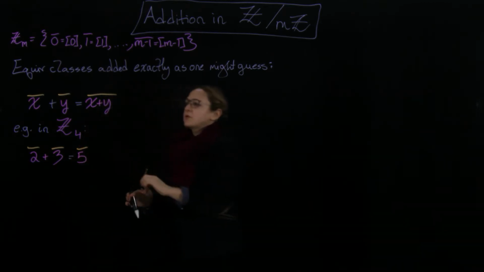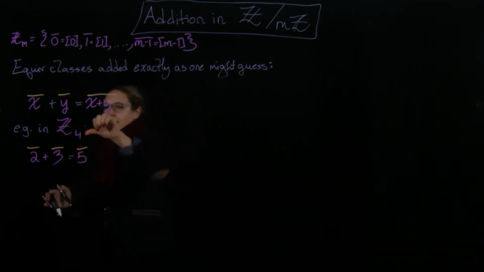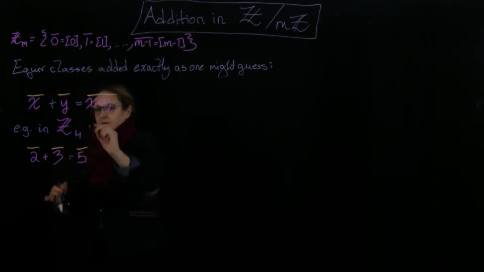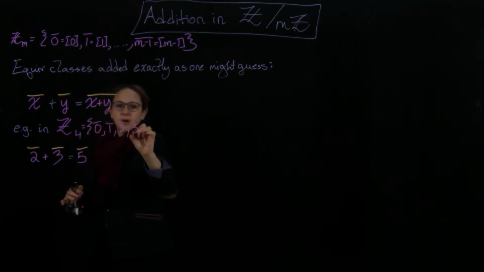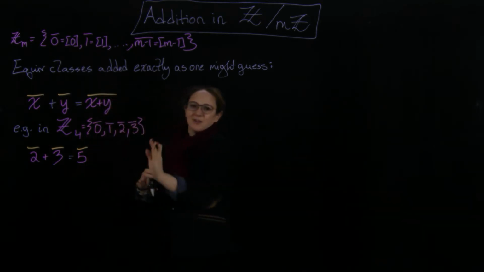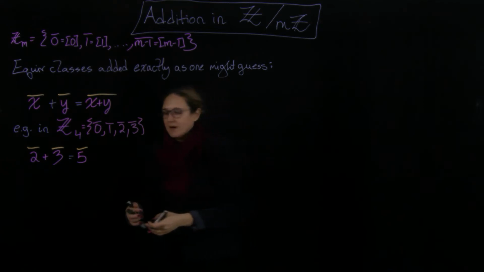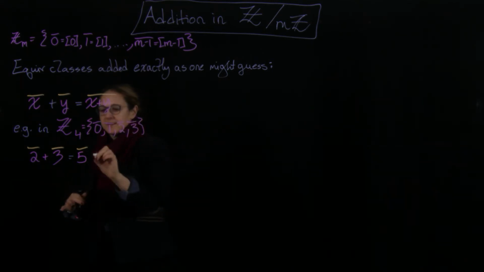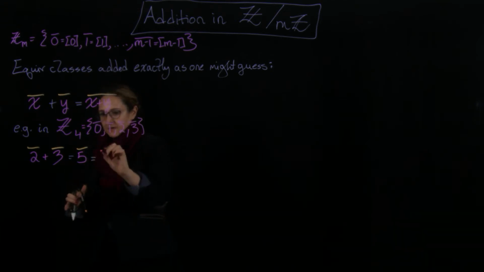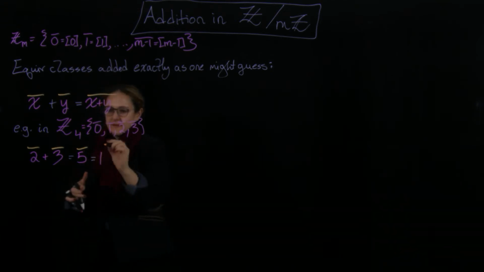But we really usually wouldn't write that, right? Because Z_4 is going to equal, usually we like to write things as 0 bar, 1 bar, 2 bar, 3 bar. Usually we like to get them down to the smallest non-negative representative. So usually we would prefer to write this as 1 bar.